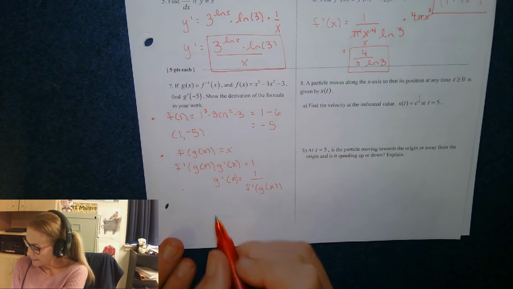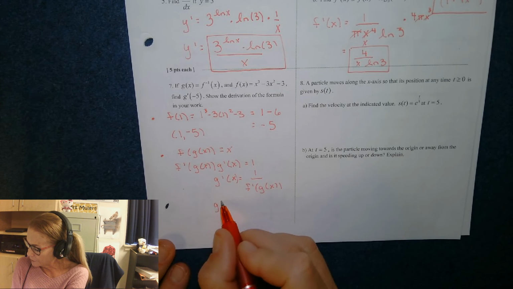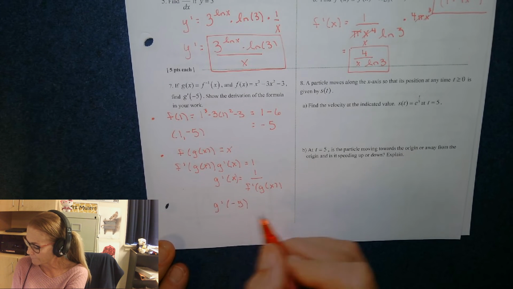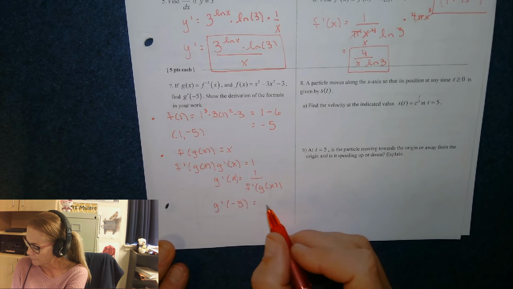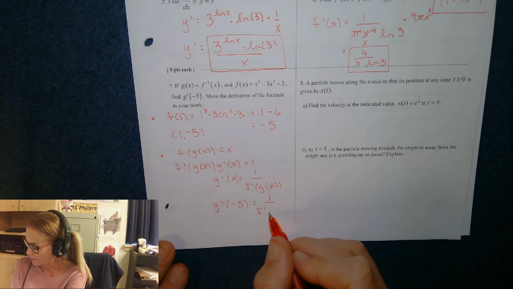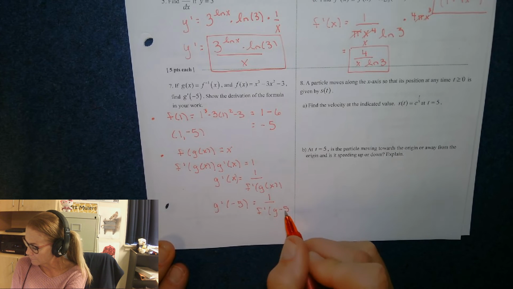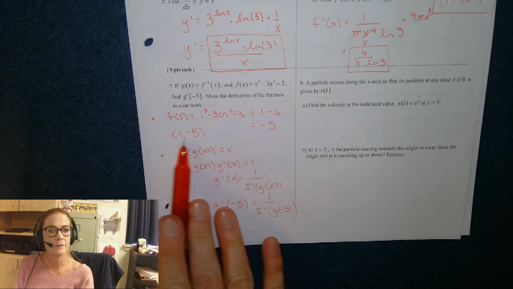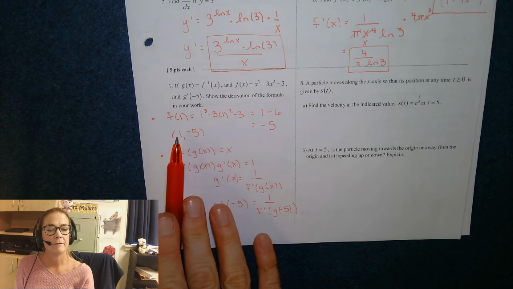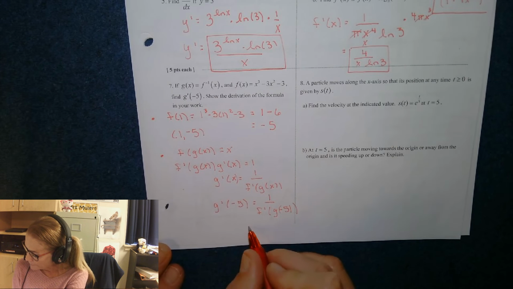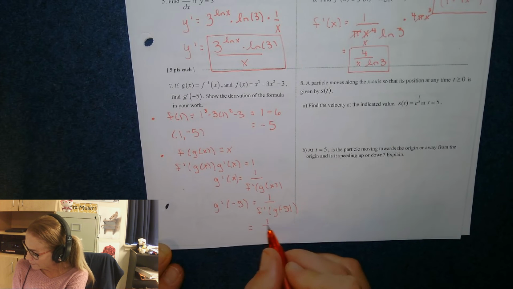So with that being said, let's go ahead and find g prime of -5. Okay, so that'll be 1 over f prime of g of -5. Okay, well, g of -5 will be the flip of this. If f of 1 is -5, g of -5 will be this 1. Okay, so now we're looking for 1 over the derivative of f at 1.